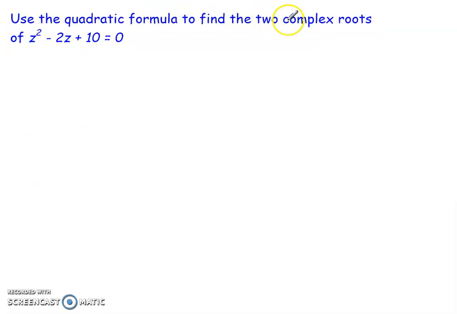So the first one, use the quadratic formula to find the 2 complex roots of this one. Quadratic formula, we've done it since National 5, so it should be fairly straightforward. So we know it's negative b plus or minus square root of b squared minus 4ac. So in this case, negative b, so it's going to be 2, plus or minus the square root of b squared, so negative 2 squared, gives me 4. Take away 4ac, so it's going to be take away 4 times 1 times 10. Take away 40, all over 2a, so all over 2. It's then going to give me 2 plus or minus the square root of negative 36, all over 2.